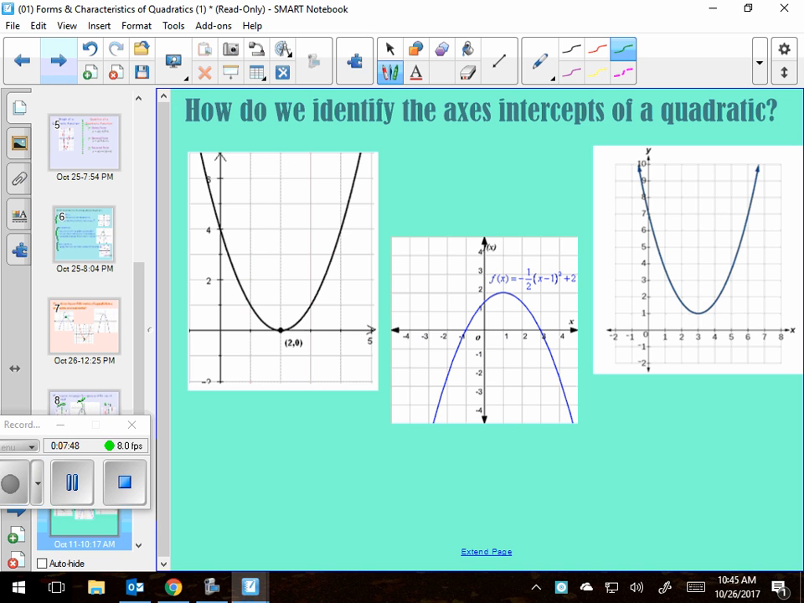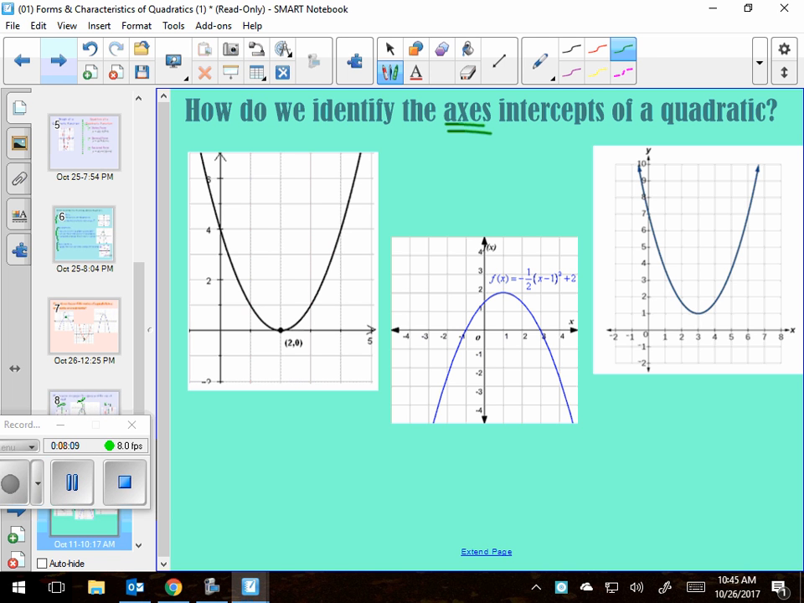And the last thing, how do I identify the axis intercepts? Is that the x-intercept or the y-intercept? And the answer is yes. It's both of them. When they say the axes intercepts, they're saying, I want to know the x-intercepts and I want to know the y-intercepts.